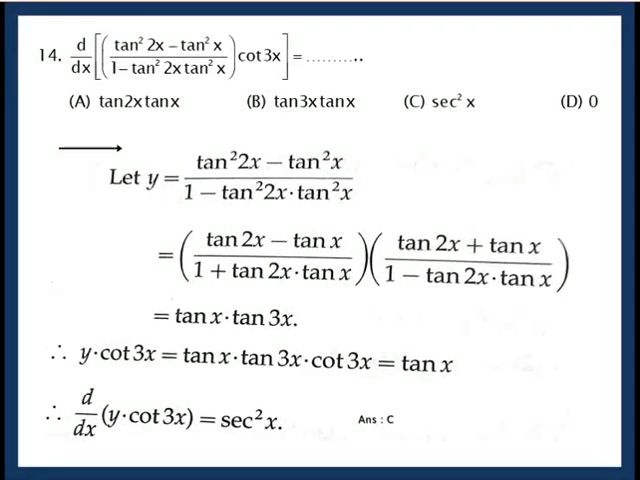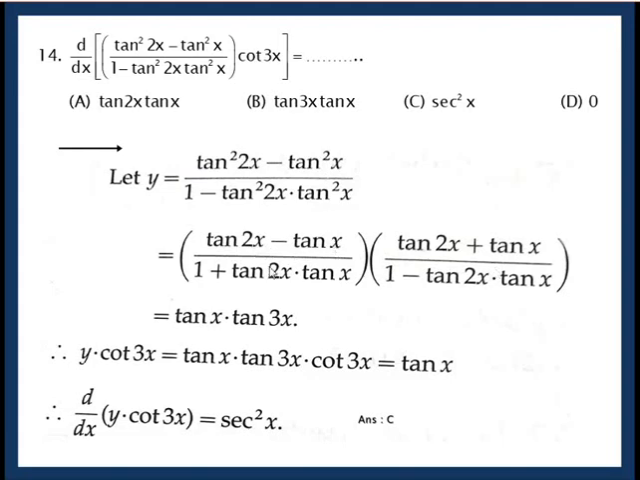d/dx of (tan square 2x minus tan square x) upon (1 minus tan square 2x into tan square x), into cot 3x, equal to. I have begun with, let only this part be y. I haven't considered cot 3x initially. What are the factors? a minus b, a plus b. Now I rearrange the terms so that this is of the type (tan alpha minus tan beta) upon (1 plus tan alpha tan beta), which is tan of alpha minus beta, and this is tan of alpha plus beta.